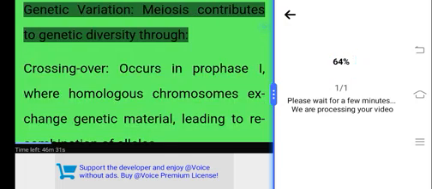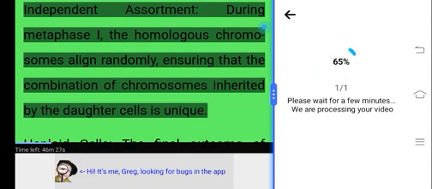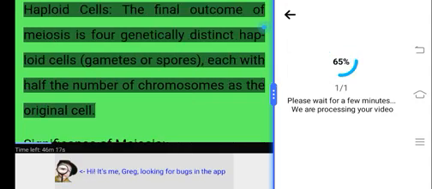Genetic variation. Meiosis contributes to genetic diversity through crossing over, which occurs in prophase I, where homologous chromosomes exchange genetic material, leading to recombination of alleles. Independent assortment. During metaphase I, the homologous chromosomes align randomly, ensuring that the combination of chromosomes inherited by the daughter cells is unique. Haploid cells. The final outcome of meiosis is 4 genetically distinct haploid cells, gametes or spores, each with half the number of chromosomes as the original cell.